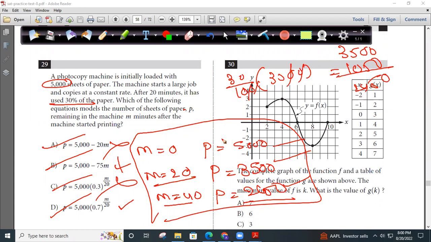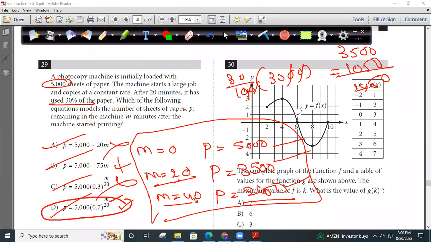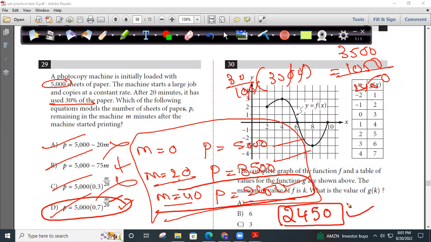Now let me use my calculator and find it out. When m is equal to 40, I get 2 times, so 5,000 into 0.7 into 0.7. Yeah, I'm getting 2,450 in option D. So D for Delhi should be my answer. When I put m is equal to 40, I should get 2,450, and I'm getting 2,450 in this D for Delhi option. So D for Delhi is my answer.